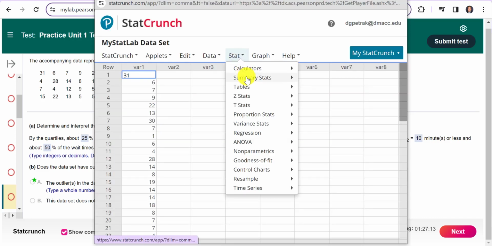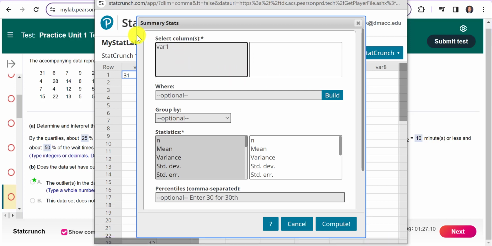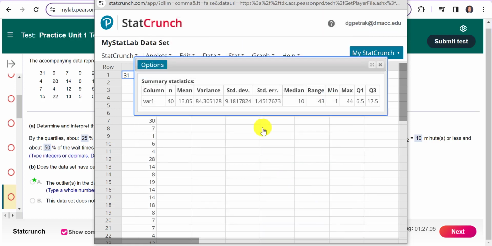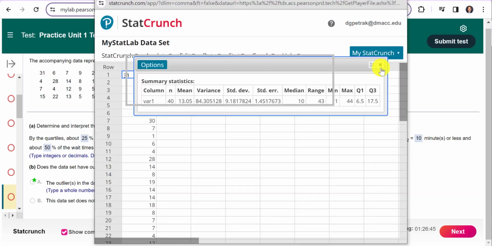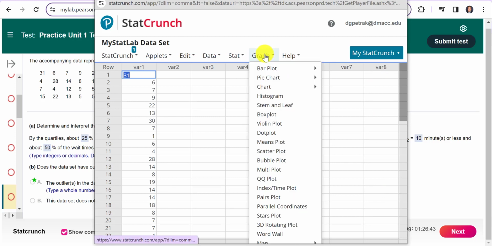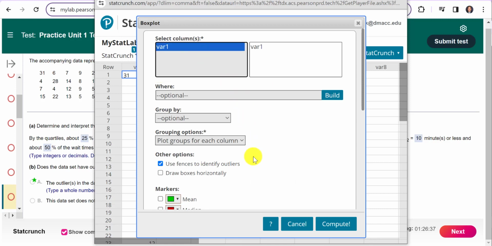You just go summary stats, columns, variable 1. That gives us all of the relevant things: the first quartile, the median, the third quartile, and the max, and that's how you get all these percentages and those values. And if there's an outlier, StatCrunch can do that for us as well. The easiest way is to have it do a box plot. Just go to graph, then box plot, and just do var1. I like to draw them horizontally so it's easier to see.